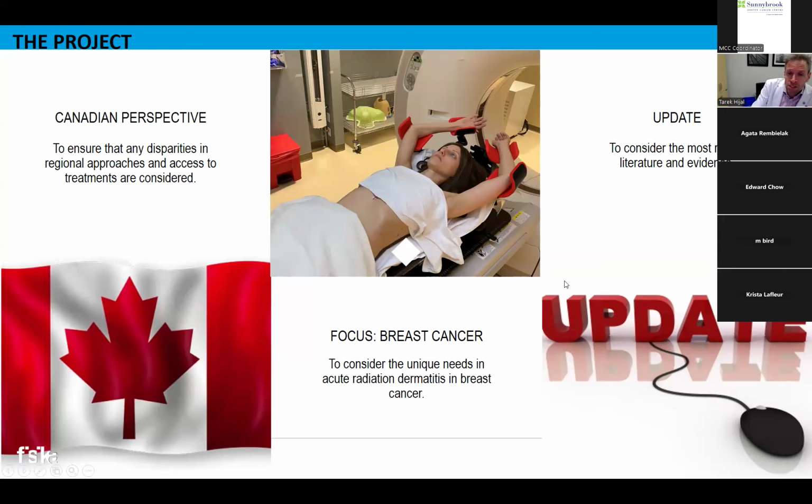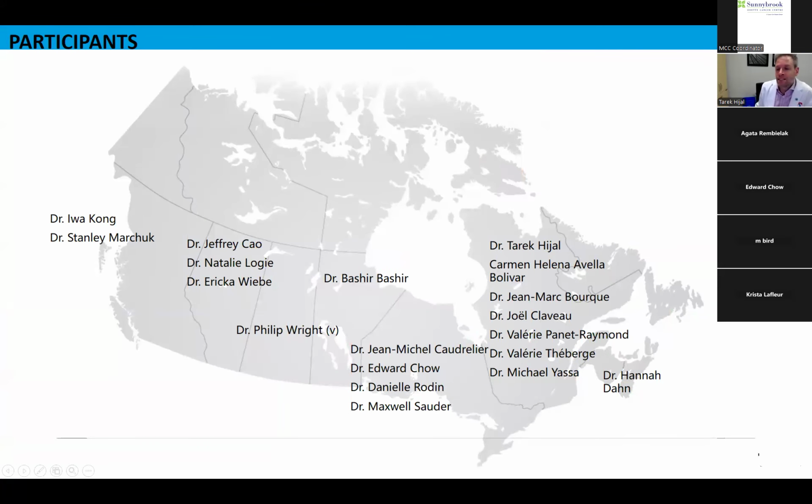So I'm going to start presenting our project, and Dr. Ko in a dozen slides will take over. This was a pan-Canadian project, and breast cancer experts from most provinces and regions were represented. You can see it here on the map, and you'll recognize colleagues from all the main centers, or most of the main centers in the country.